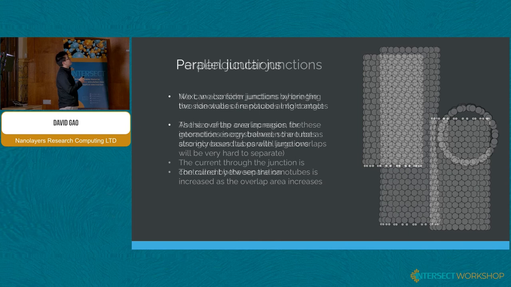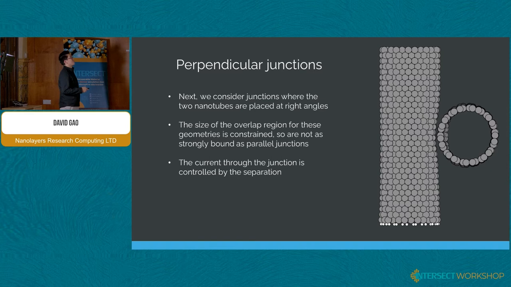OK, and then we have perpendicular junctions. So we say perpendicular junctions, but they're not all perpendicular, because you can have different angles of contact. And that's basically where you have one nanotube, say, going up and down, and one nanotube coming out of the screen. Yeah, so this contact area is quite constrained. It's hard to get so many carbon atoms touching each other or in close proximity, no matter how you rotate it, just because of spatial issues.